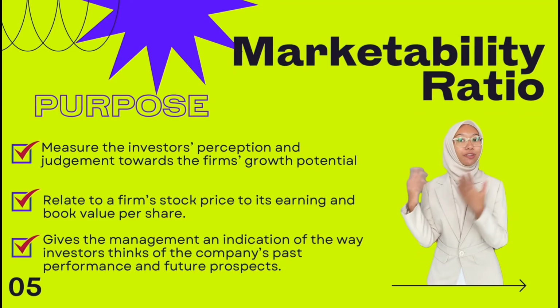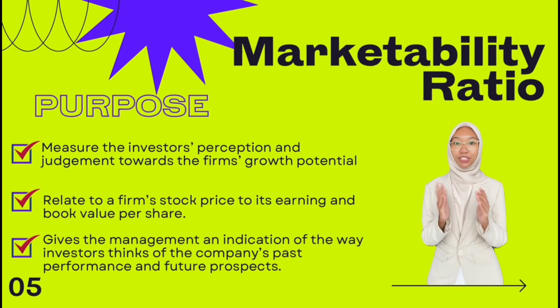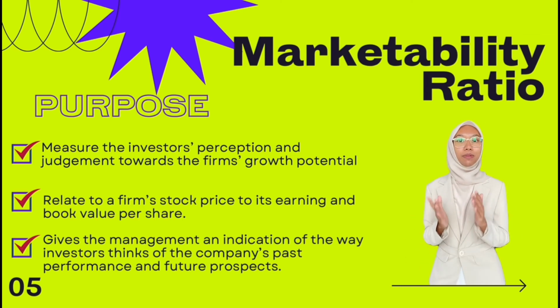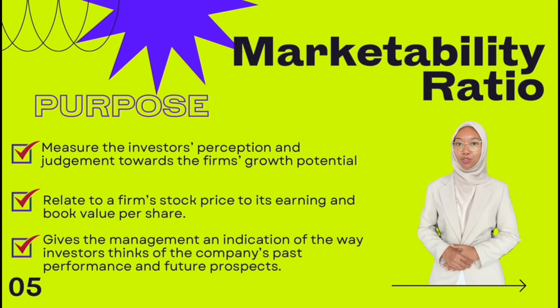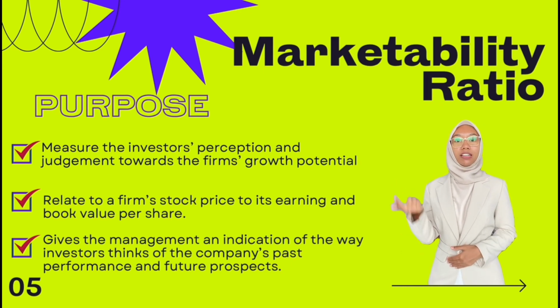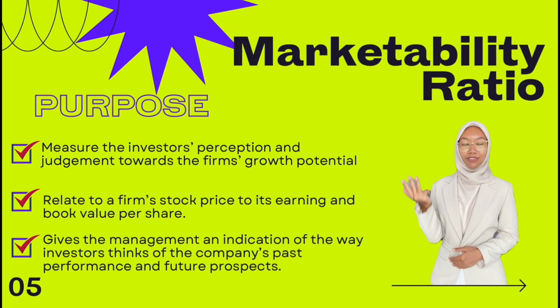Marketability ratio relates to firm stock price, its earning and book value per share. It gives the management an indication of the way investors think of the company's past performance and future prospects. The main purpose is to measure the investor perception and judgment towards the firm's growth potential. It includes earning per share, dividend payout ratio, price earning ratio, and dividend yield.